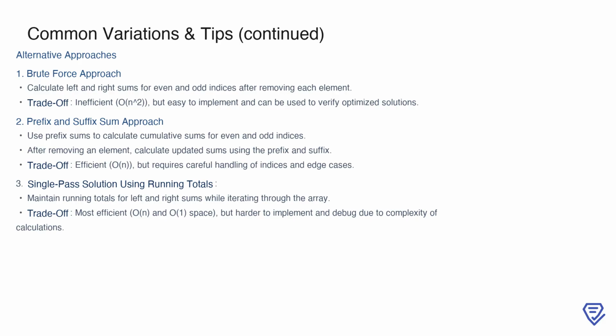After removing an element, you can update the sums dynamically using the prefix and suffix. This approach has a time complexity of O(n), but it requires careful handling of indices and edge cases. The most efficient solution is a single-pass approach using running totals. Here, you maintain running totals for the left and right sums while iterating through the array. This method achieves O(n) time complexity with O(1) space, but it is more complex to implement and debug due to the intricate calculations involved. Each approach has its place depending on the problem's constraints and your familiarity with the techniques.